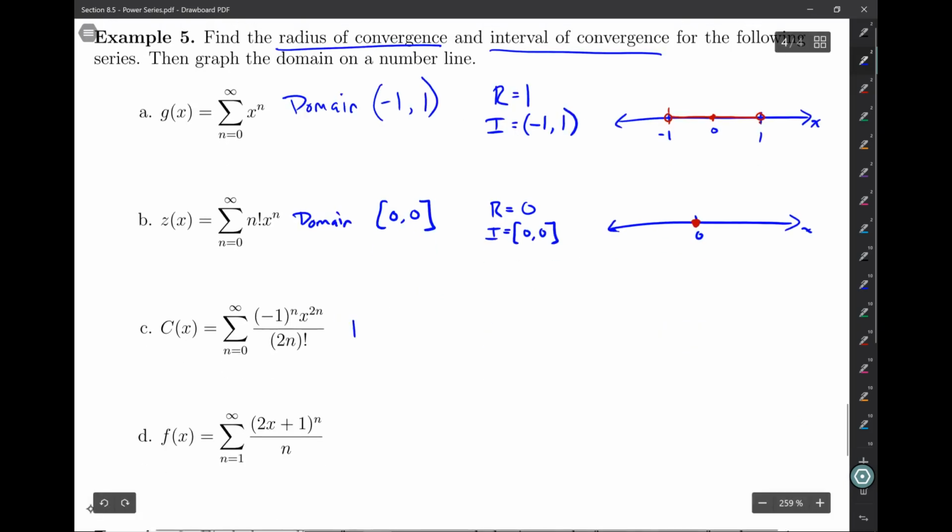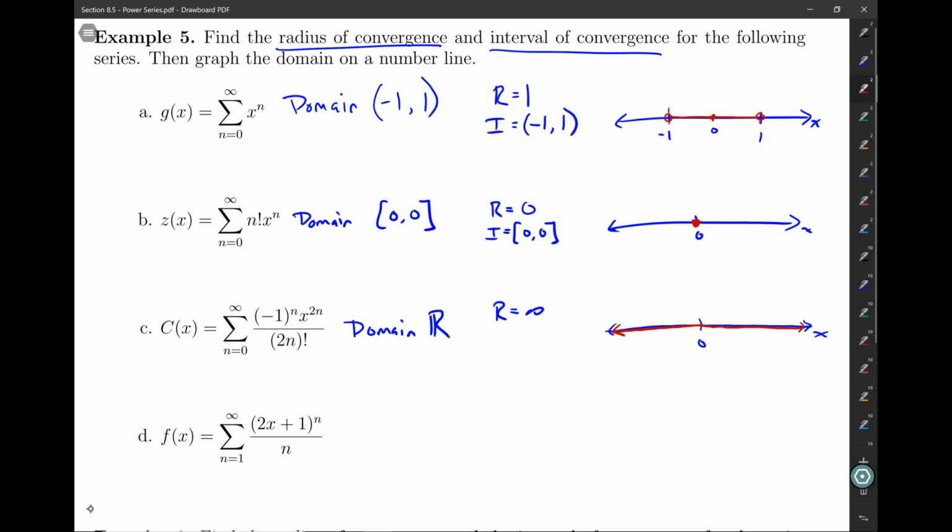For c of x, we found that our domain was all real numbers. And so this corresponds to having a radius of infinity, because when we're graphing all of our values of x, we can start at 0, but we go all the way to the right an infinite amount, all the way to the left an infinite amount. The graph of our domain is kind of like the opposite of what we did in part B here. It's all the way to the left, all the way to the right. It goes infinitely far in both directions. It gives us an interval of negative infinity to positive infinity. You could also write that as all real numbers.